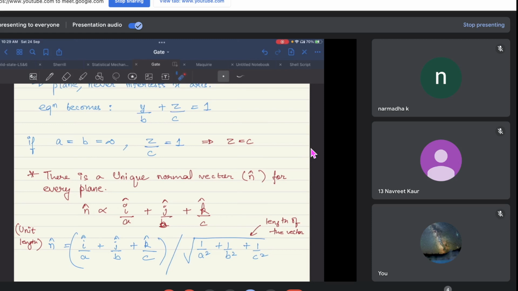Okay. Now when we remove this proportionality and find the unit length, the whole equation of the normal vector gets divided by the length of the vector. So this is how we find the unit length. We divide the equation of the normal vector by the square root of 1 upon a square plus 1 upon b square plus 1 upon c square.